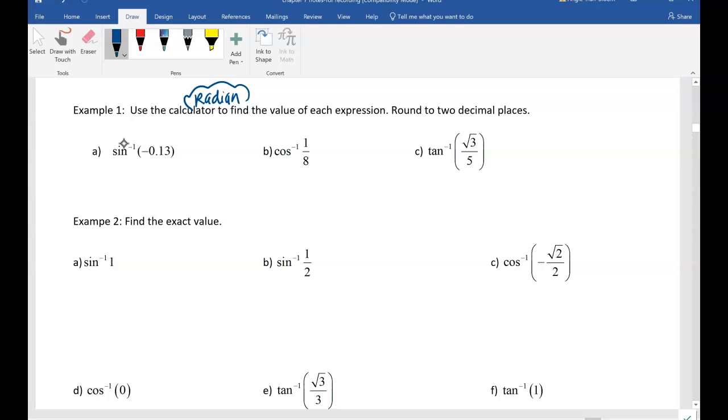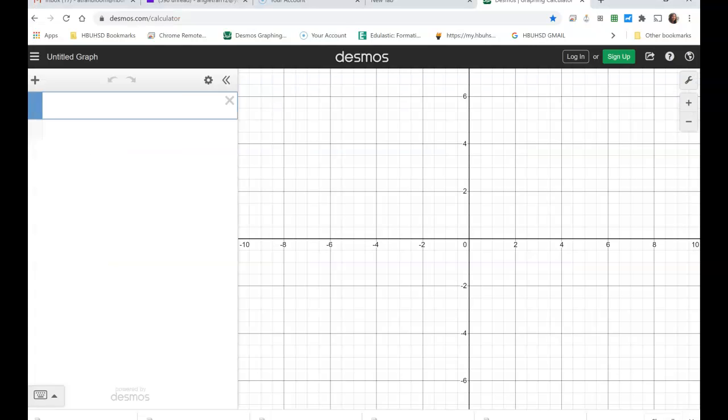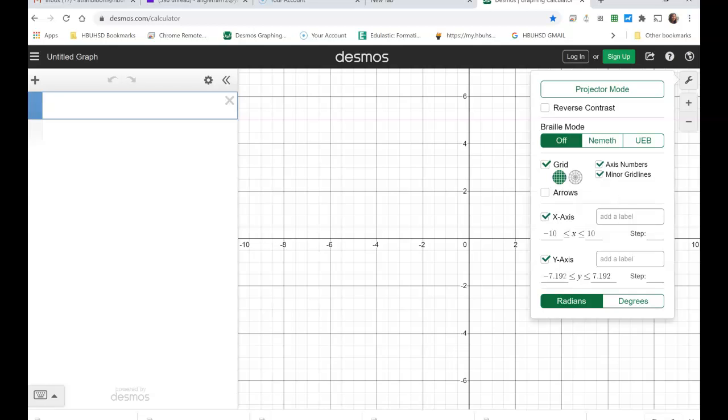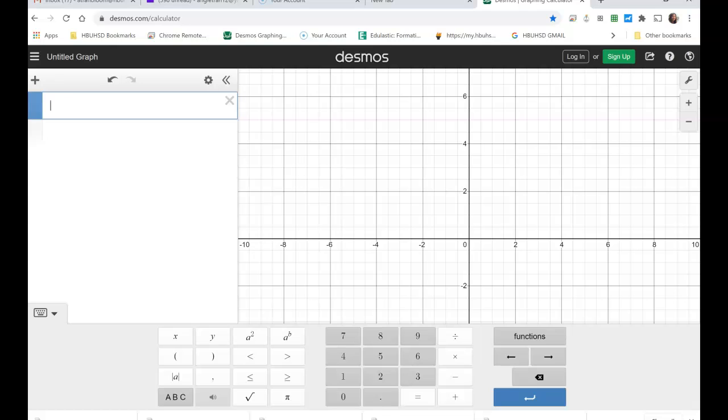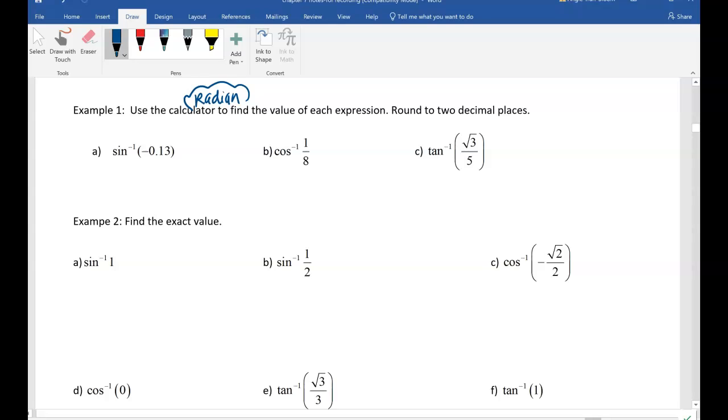In Desmos, you should be able to hit this wrench right here, and you can go from degrees to radians easily. So we're going to be in radians. We want to do sine inverse, so I'm going to hit functions, sine inverse, and I believe it was negative 0.13. Now, as you can see, it happens to be the same answer if we round it to 2 decimal places. Now, not always the case, so don't just assume it's exactly the same. So final answer, negative 0.13.